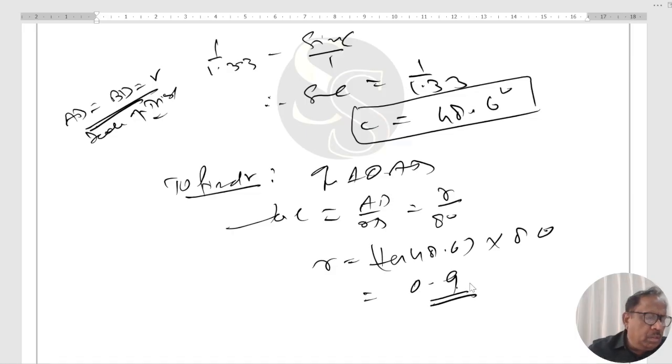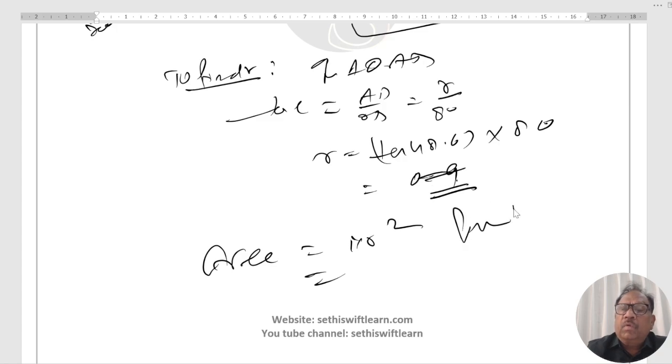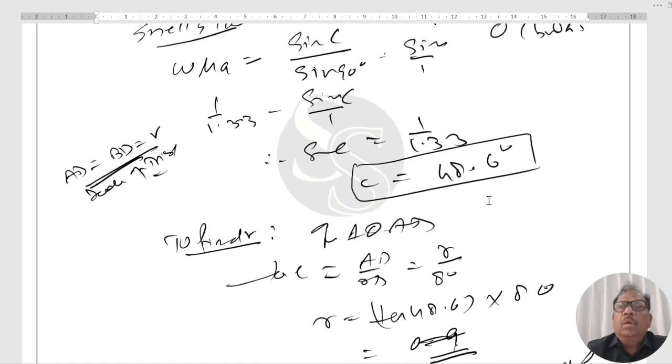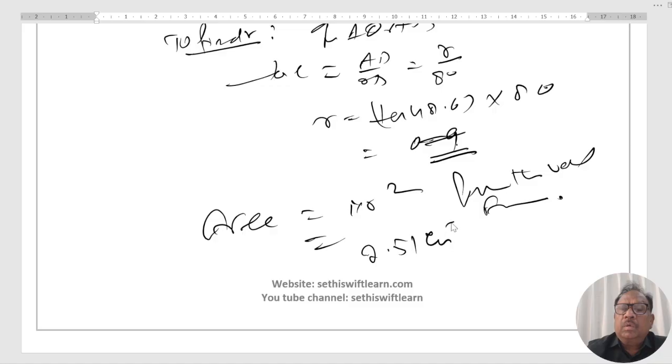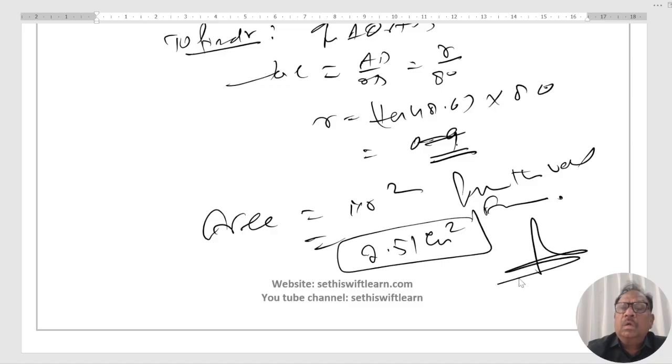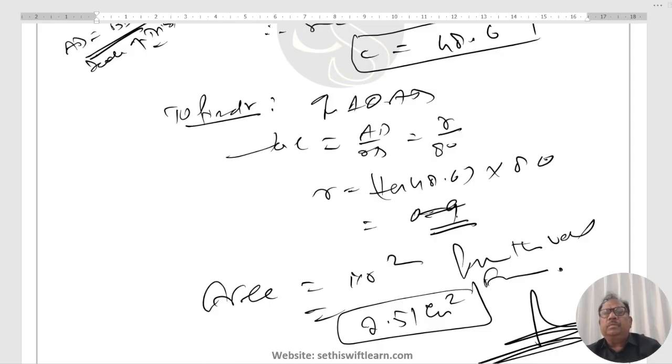Therefore, area will be equal to pi r square. Put the values and find the answer. Answer is 2.51 centimeter square. This is the answer. Right? Next question.